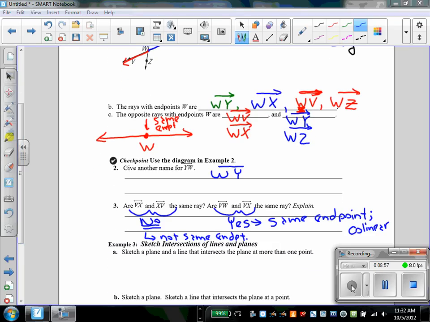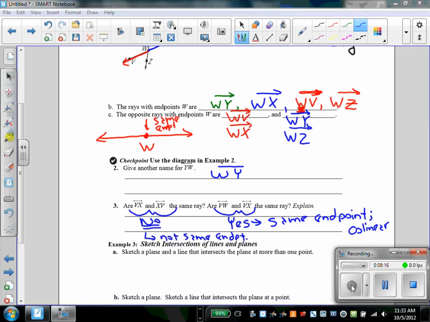So here's number 2. If you got WY as the new name for the segment VW, good for you. Make sure again you have the line segment symbol at the top. Number 3 doesn't mean to be tricky, but it kind of is. Ray VX and ray XV are not the same rays because they do not have the same endpoints.